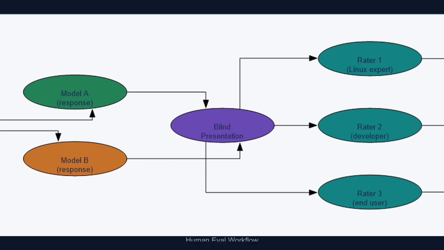The 3 rater profiles are deliberate. A Linux expert evaluates technical correctness, a developer evaluates practical usability, and an end user evaluates clarity and accessibility. Those 3 perspectives often diverge in interesting ways. A response that satisfies the expert may confuse the end user. The aggregated average score across all raters and all questions gives you a single comparable number. When you're deciding between 2 model checkpoints, this is often the metric that breaks the tie.